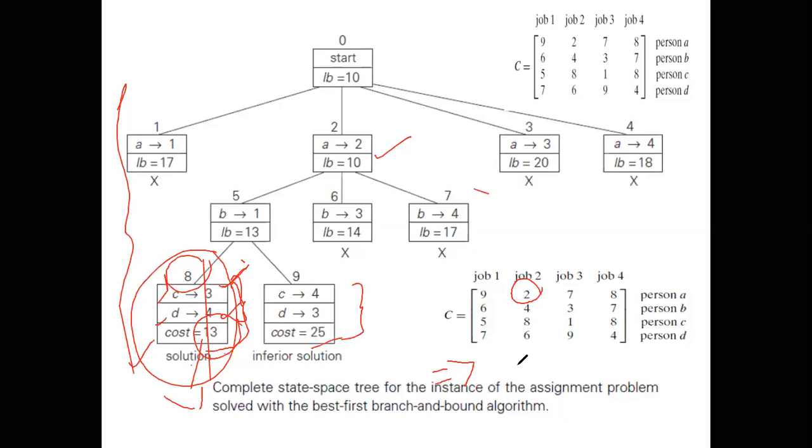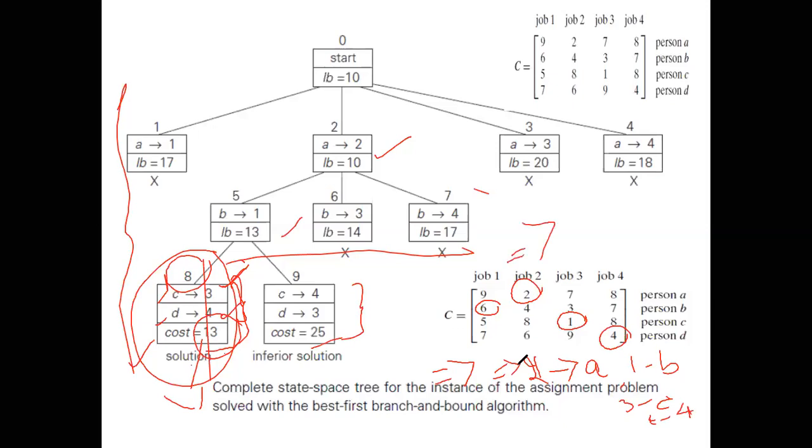Out of these options, we selected this one, which means assigning job 1 to person B. Correct? So next is assigning job 3 to person C. Next, what is left out is assigning job 4 to person D. So this is the option which we got. So you can write it in this form, right? Job 2 to person A, job 1 to person B, job 3 to person C, and job 4 to person D. So this is how you will write your final solution.